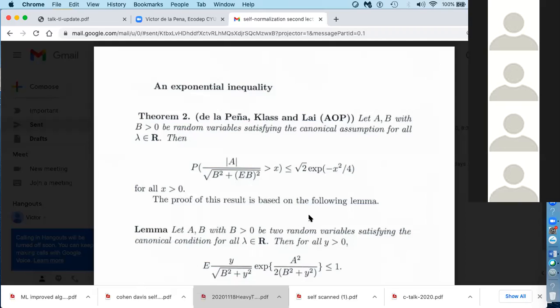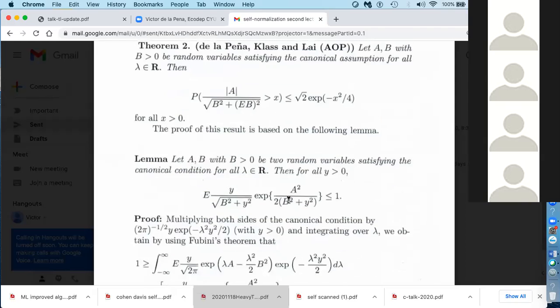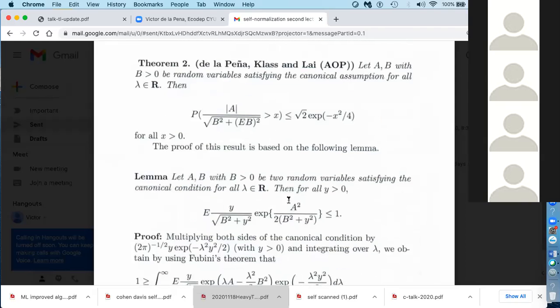So now, in order to prove this inequality, we have the following lemma. I said we were using the method of pseudo-maximization. So the idea is we have a vector of two variables, A and B, such that A comma B satisfies the canonical assumption. Then under that assumption, we get that the expected value, for any y bigger than 0, of y over the square root of b squared plus y squared, times e to the a squared over 2 times b squared plus y squared, is less than or equal to 1.